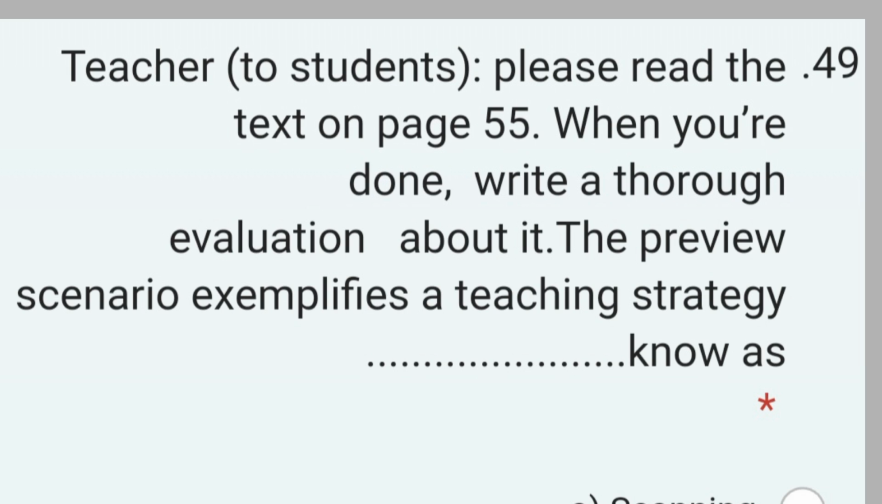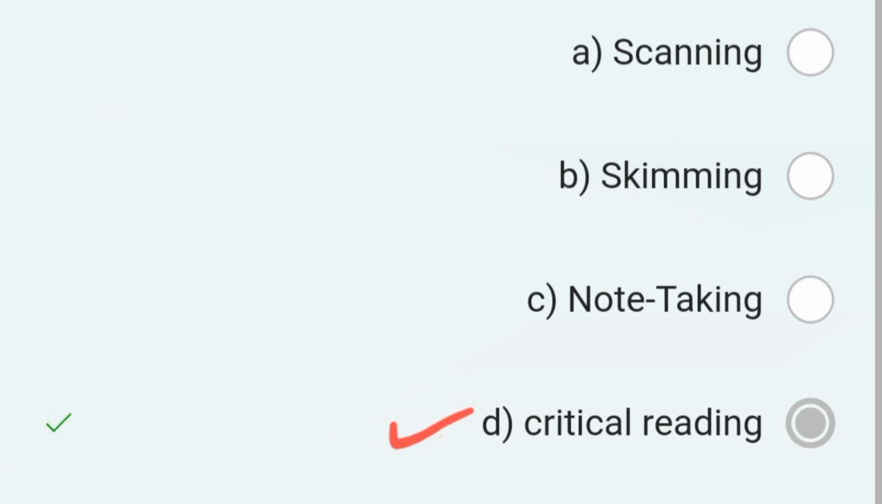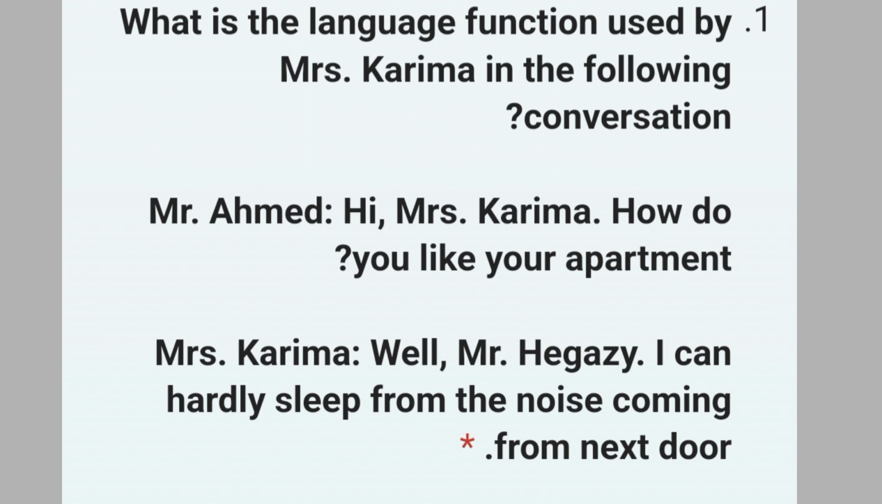49. Teacher to students: "Please read the text on page 55. When you're done, write a thorough evaluation about it." The previous scenario exemplifies a teaching strategy known as: A. Scanning. B. Skimming. C. Note-taking. D. Critical reading.